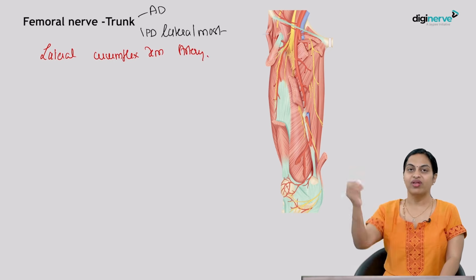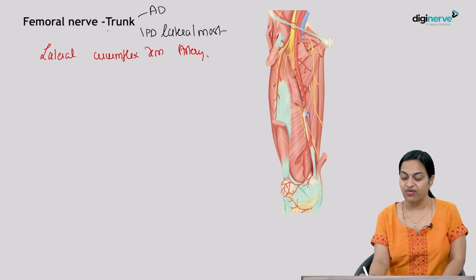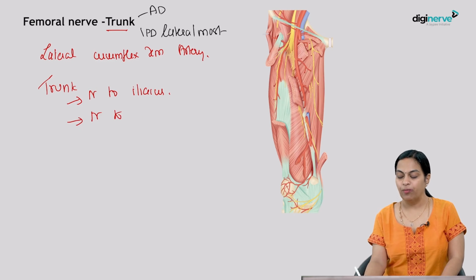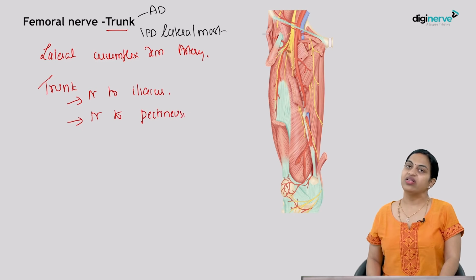Now, what are the branches coming from the trunk of the femoral nerve? From the trunk, we get branches to iliacus, nerve to iliacus, and nerve to pectineus. I told you the pectineus is a hybrid muscle. We see it in the front of the thigh as well as on the medial side of the thigh.